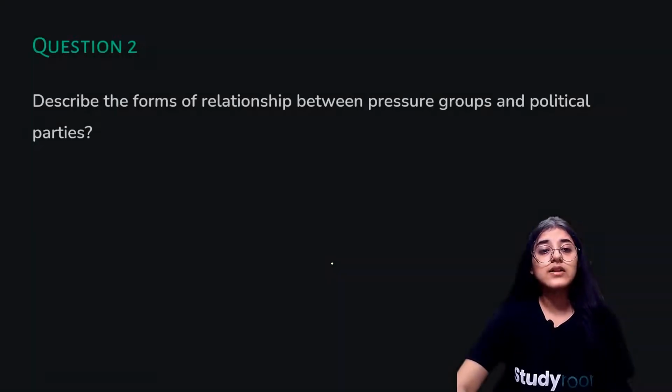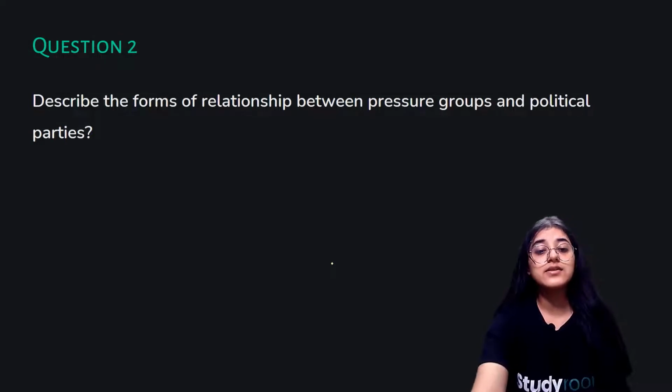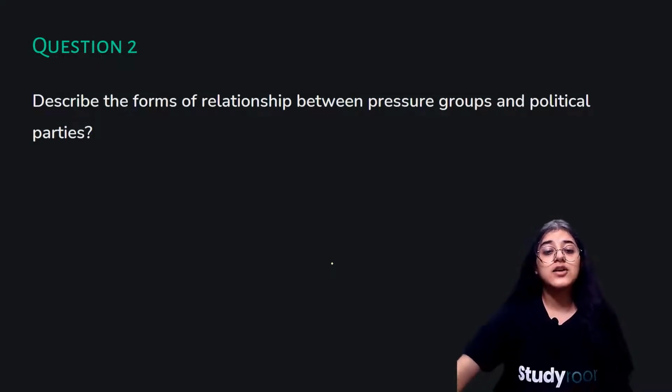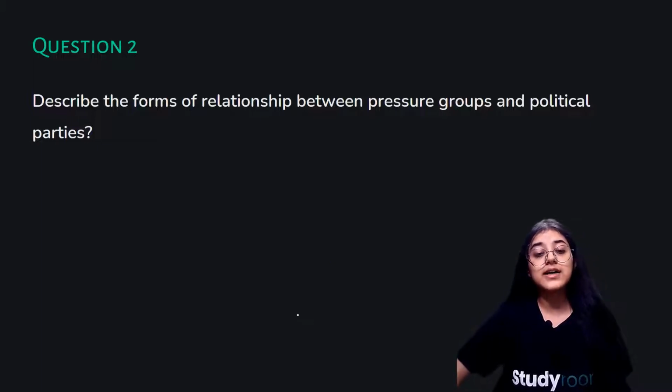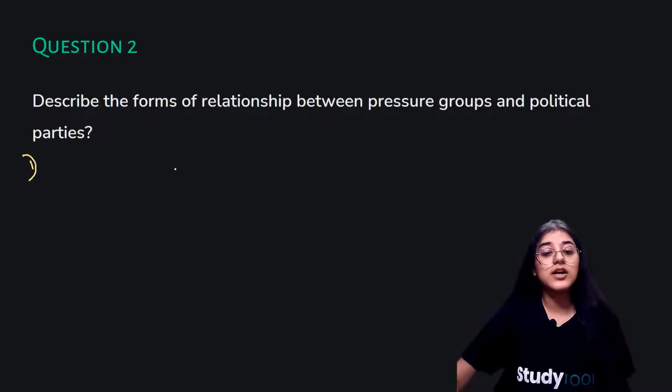Okay. The question number 2 that we have is to describe the form of relationship between pressure groups and political parties. The relationship between political parties and pressure groups takes different forms. Number 1 is that pressure groups are often formed and led by politicians and political parties. Most trade unions and student organizations in India are either established by or affiliated to one of the political parties.